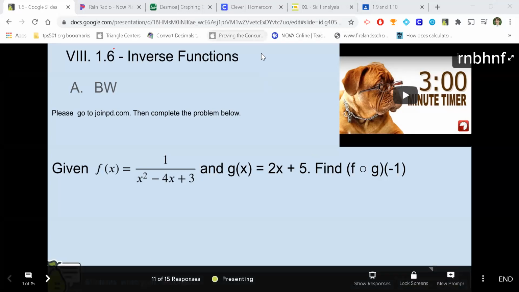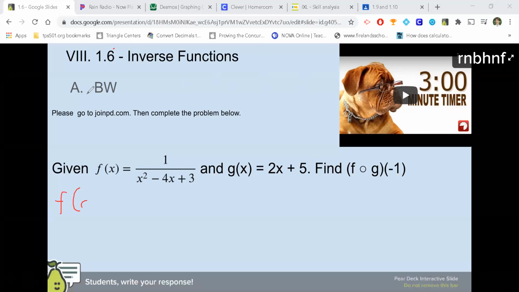So let's walk through how to do this problem. If I want to find f of g of -1, this is basically a two-step process. First thing I need to do, just like back in Algebra 1 and before, is PEMDAS. I follow my order of operations. So I'm going to evaluate inside the parentheses first, which means I'm going to plug -1 into g.